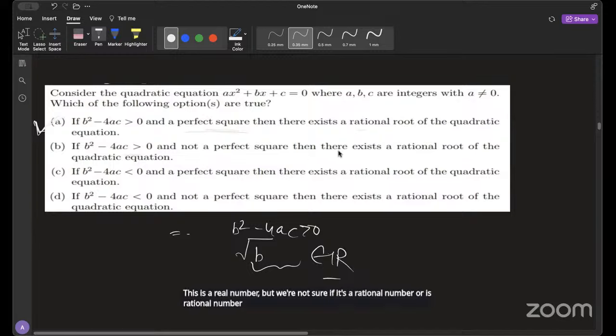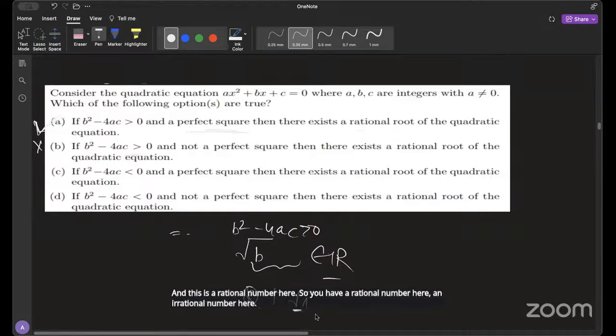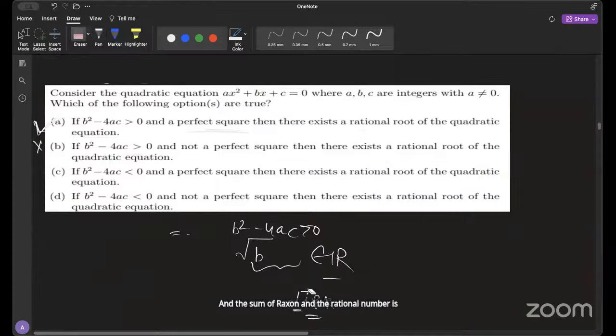If it's not a perfect square, then this one is incorrect because the roots might not be rational. In fact, they won't be rational. Because if this is not a perfect square, then this is an irrational number, and this is a rational number here. So you have a rational number and an irrational number, and the sum of a rational and an irrational number is always an irrational number.